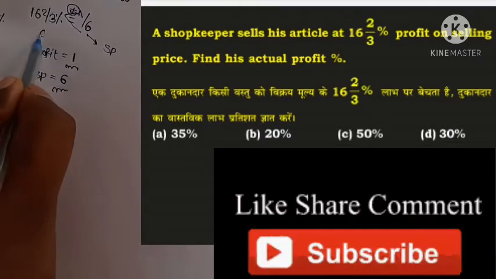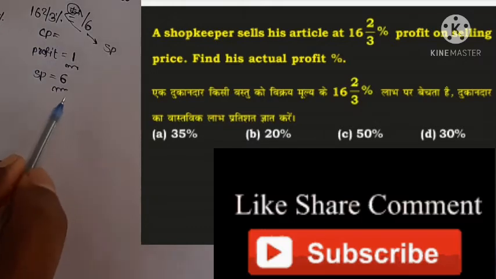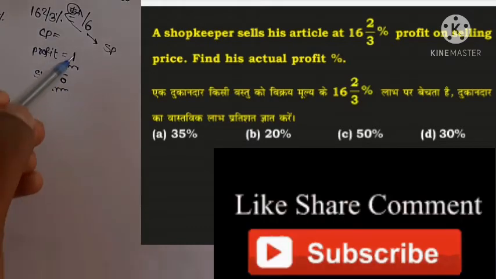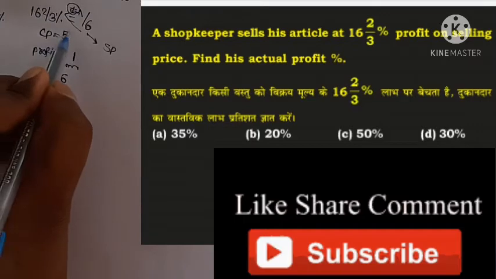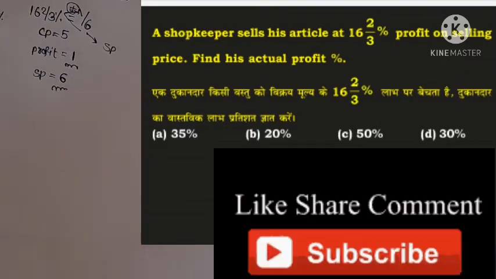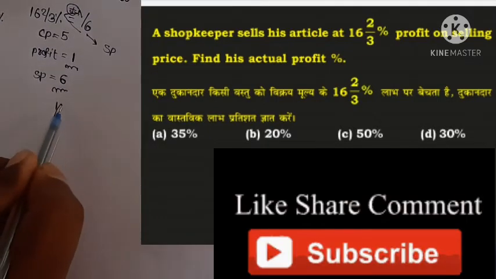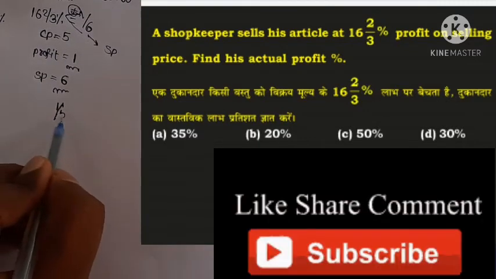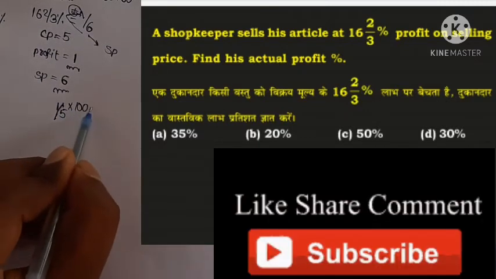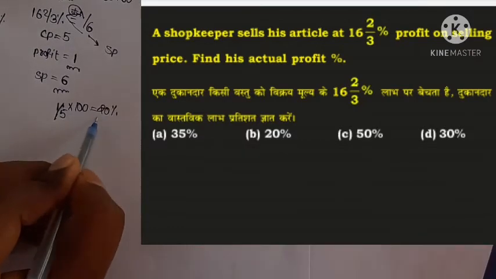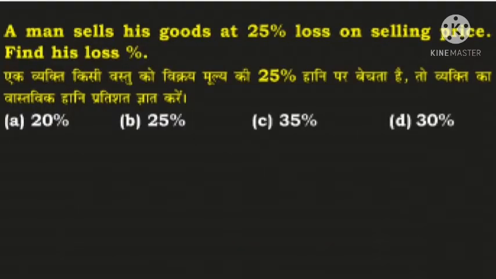So what is the cost price? So cost price is equal to selling price minus profit. So cost price is equal to 5 units. So find his actual profit percentage. So profit percentage can be calculated on CP. So profit is 1 by, here cost price is 5, so 1 by 5 into 100. So value is 20%.